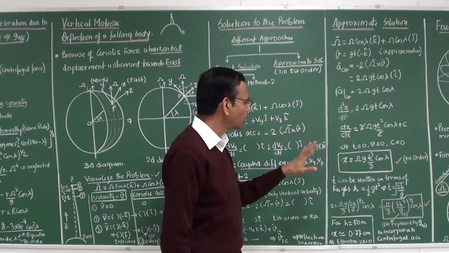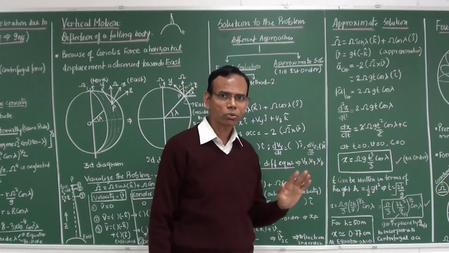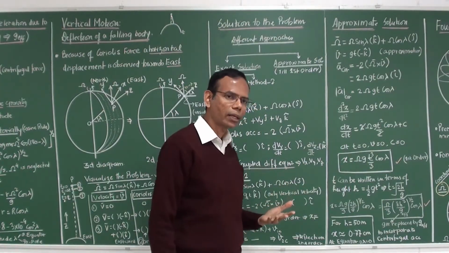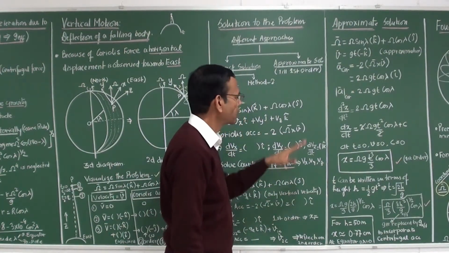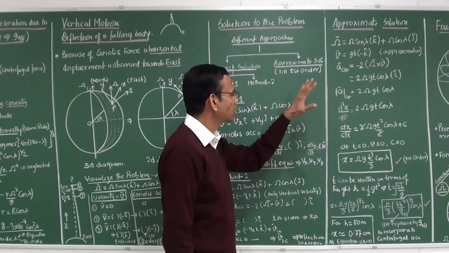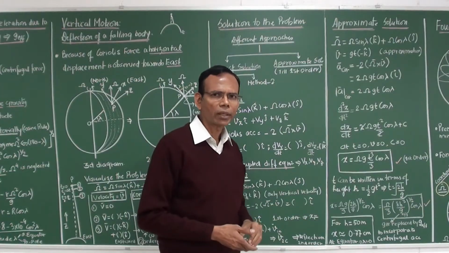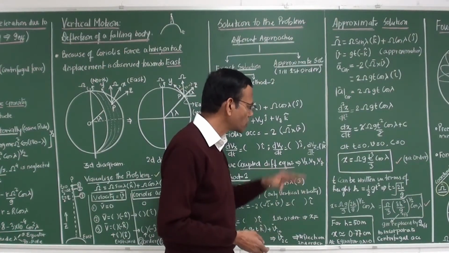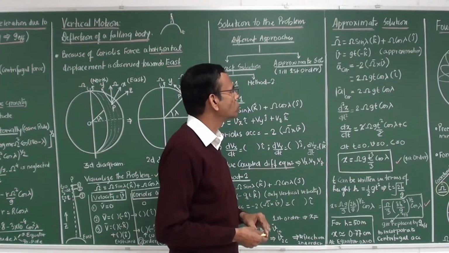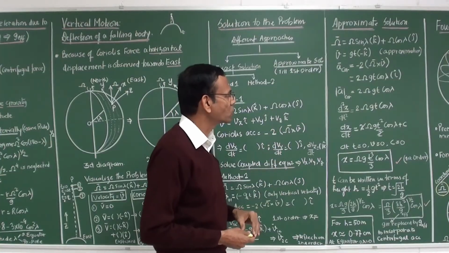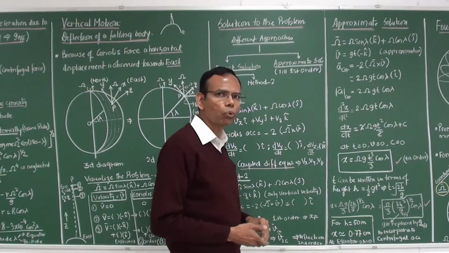So, I hope you have understood the different approaches to the solution, and depending on our need, we can take any one of them. So these are the exact solutions, and these are the approximate solutions, but most important is the physics behind it. The rigorous mathematics you can do later, but the physics behind it should be clear, what actually is happening. Good. So now we will go to the next topic. So this was the vertical motion. Now the next topic is the Foucault pendulum.